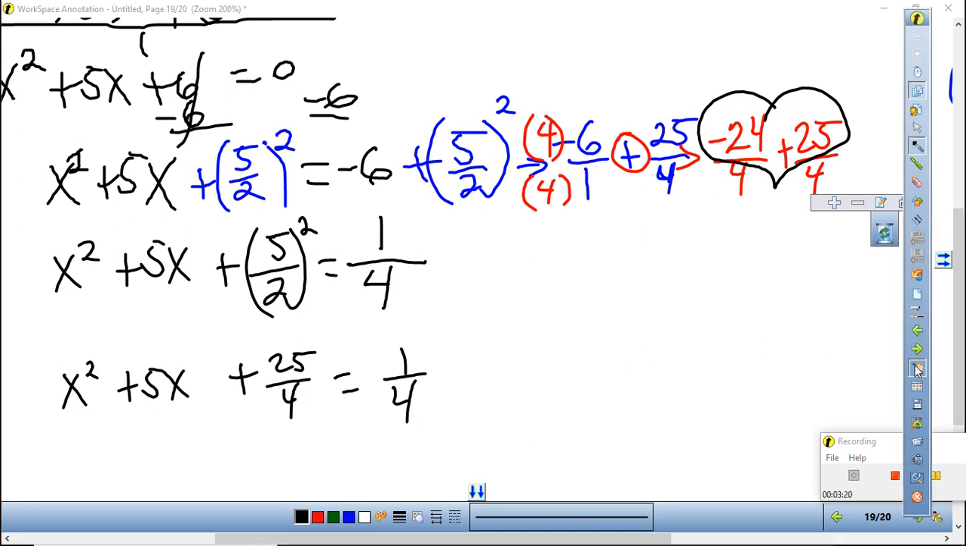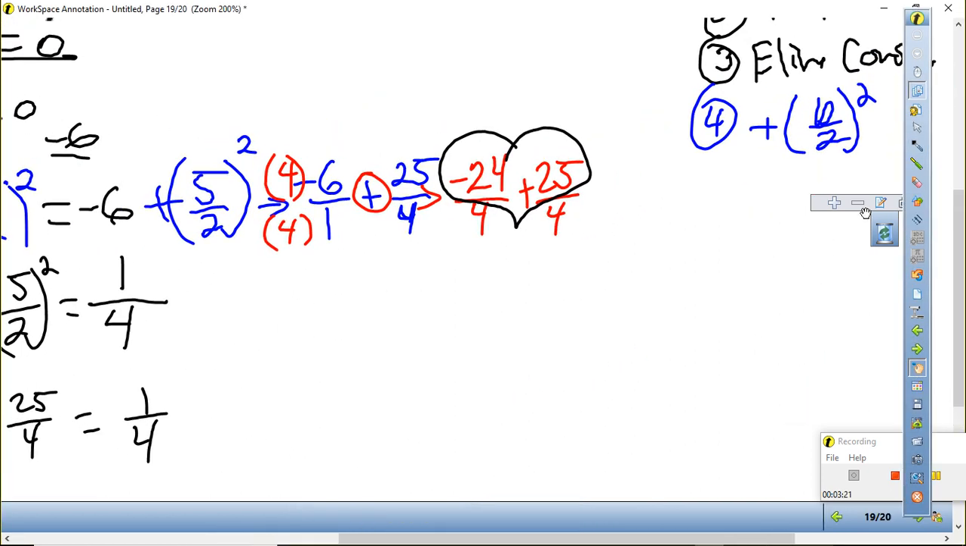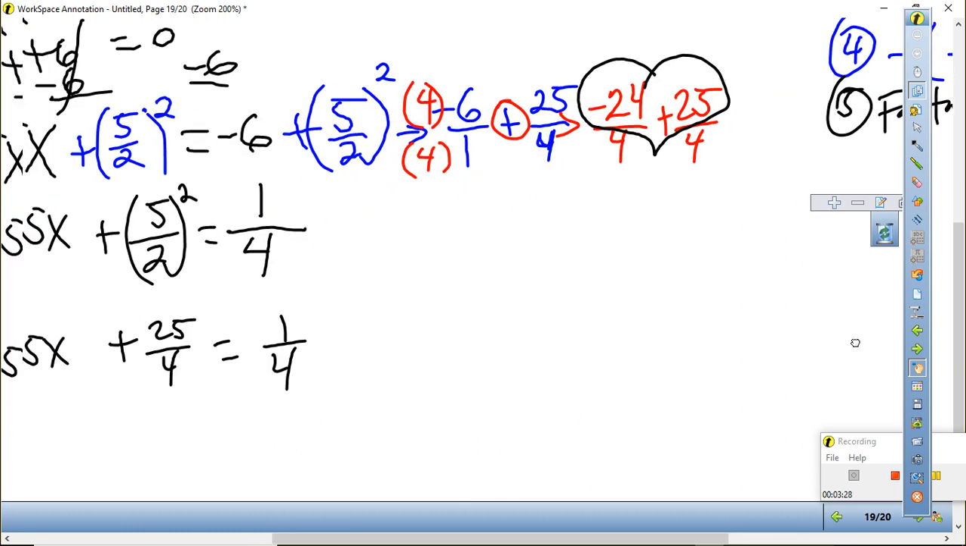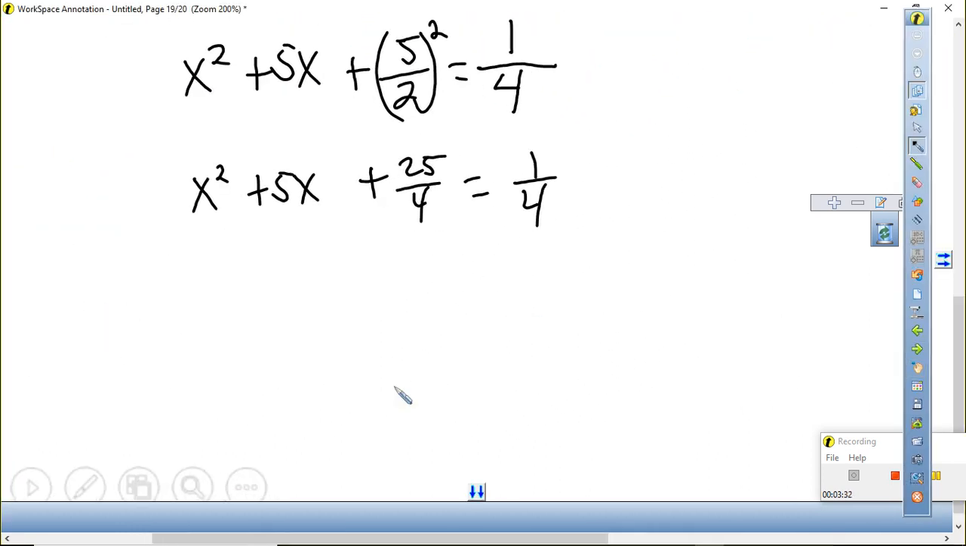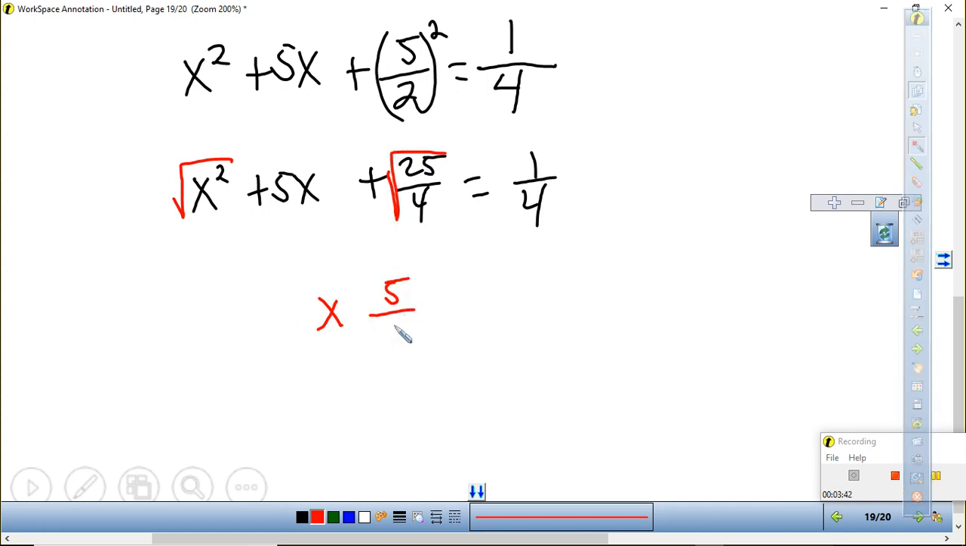So what step are we on? Let's see. Step 4. Step 5 is factor. Okay. How do we factor this perfect square? You guys remember? Square root. Square root of the first, x. Square root of the last, 5 over 2, squared equals 1/4.